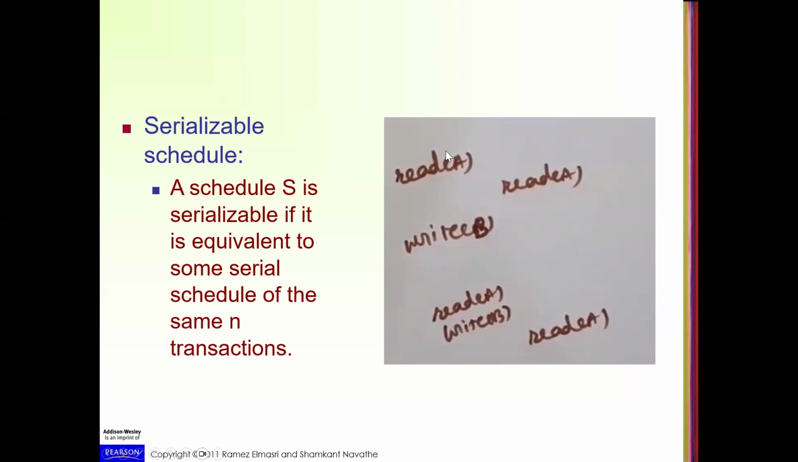For example, here the value of A is 10. You read A as 10. Then you write the value of B as 5. Then you read A, and A is 10 again. And then you write a new value, for example 7. And then you read A, it is 10. So this schedule is giving you the value of A as 10.